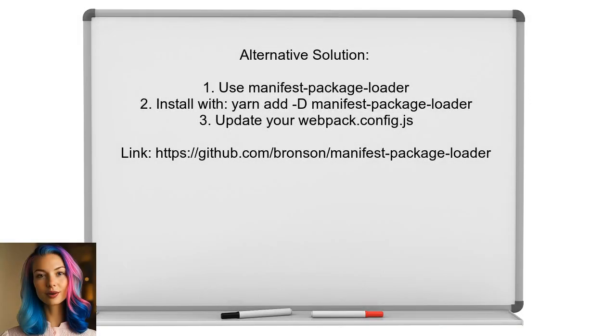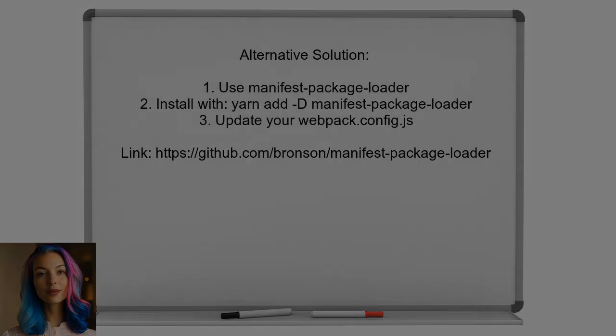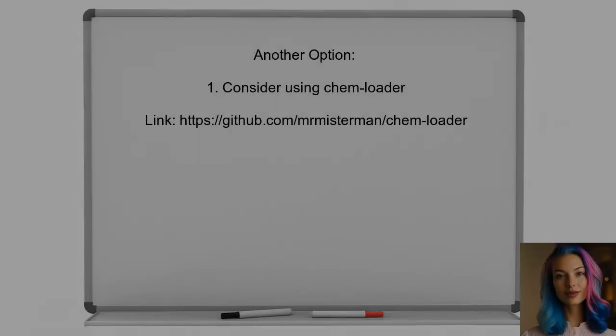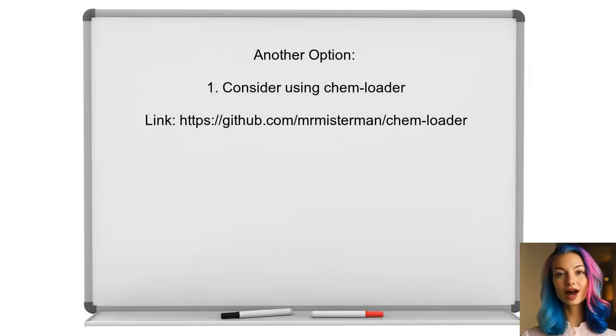One alternative approach is to use a package called Manifest Package Loader. This user has published a modified version of a script that simplifies the process. You can easily add it to your project by running yarn add -D manifest-package-loader and then updating your webpack.config.js. Additionally, the user mentions another package called chemloader, which might also be useful for building your manifest.json file. You can check it out at the provided link.